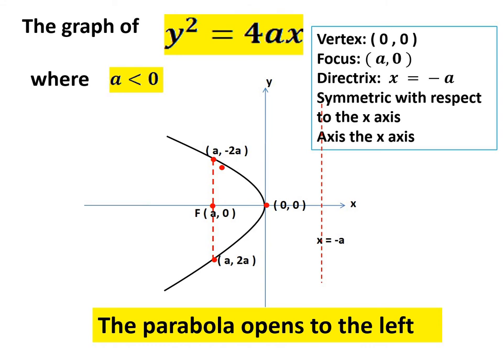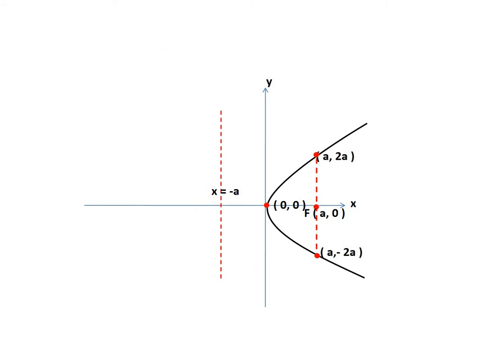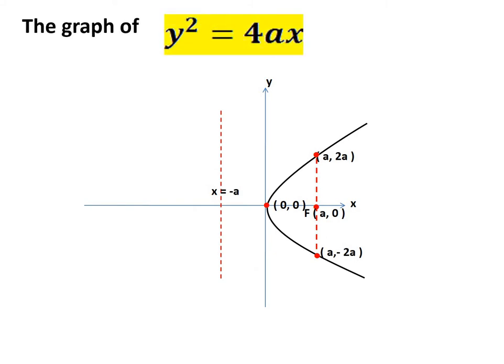The parabola opens to the left. How about the other one? This is the graph of y squared equals 4ax, wherein a is greater than 0. So your graph is towards the positive x. As you can see, if you have y squared, your graph is along x. If you have x squared, your graph is along y.